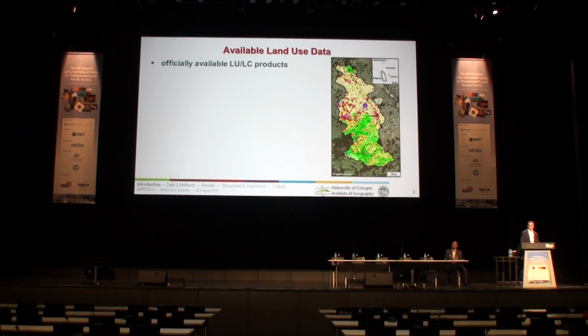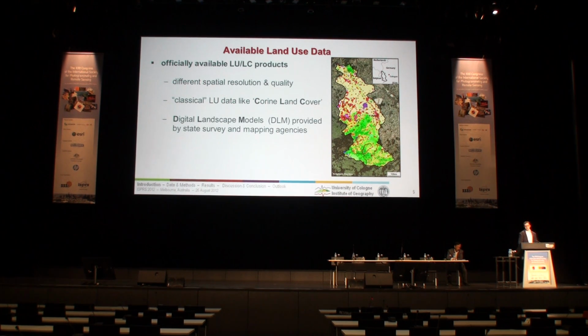In this regard, there are several land use products available from official sources. They differ in spatial resolution and quality, and most of you might know the classical land use data set of the Corine land cover. That's one type of data set, and the other data types that are becoming more and more available for many countries are digital landscape models, which are usually provided by state survey mapping agencies, and also these data sets contain valuable land use information.